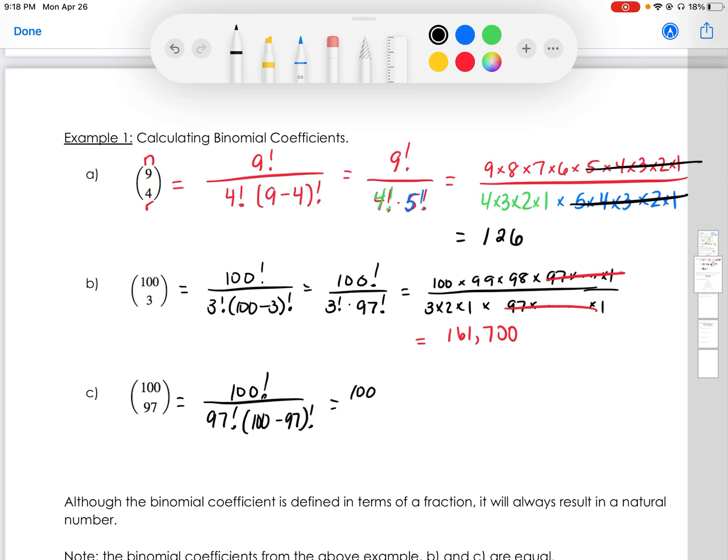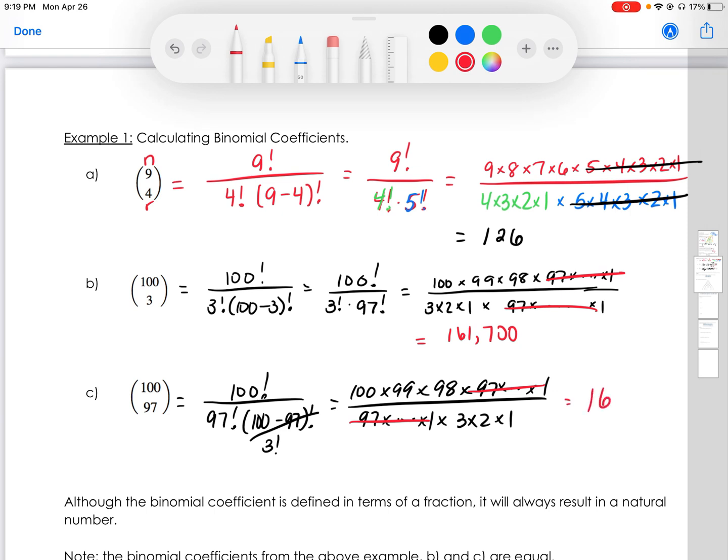All right, that's going to give us, again, 100 times 99 times 98 times 97 all the way down to 1. And then here we have 97 all the way down to 1. And that's going to give us 3 factorial. So we have 3 times 2 times 1. And we can cross out that 97 all the way down to 1. And that actually also gives us 161,700. Okay. All right, so although the binomial coefficient is defined in terms of a fraction, it'll always result in a natural number, in a countable number.